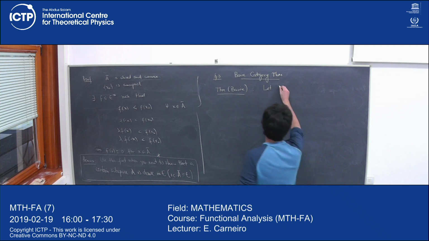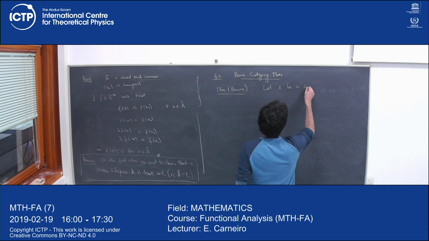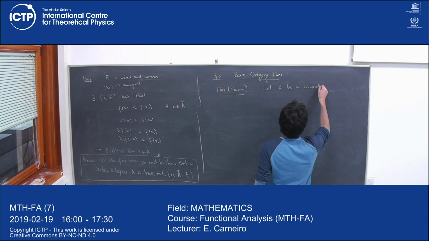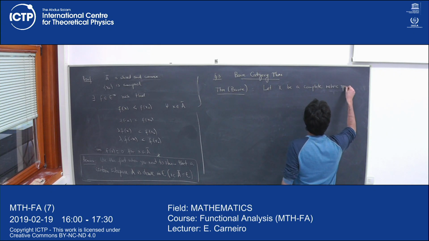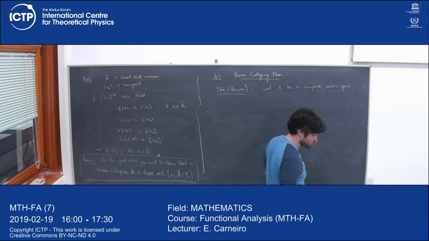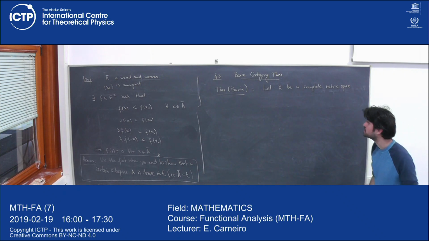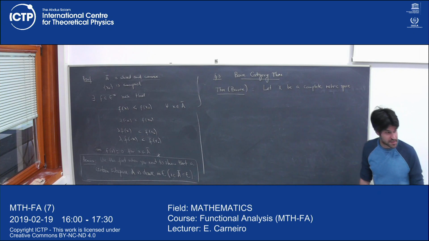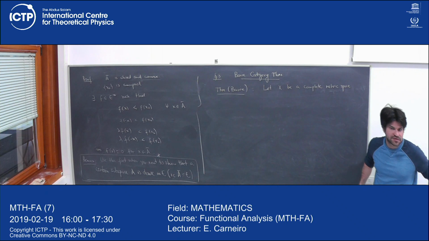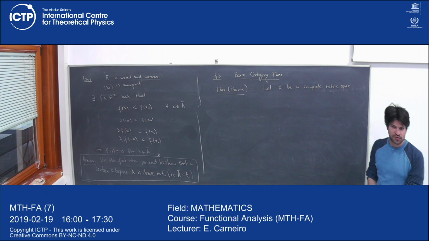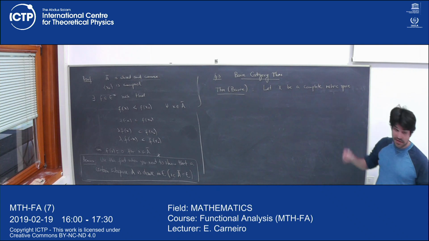Let X be a complete metric space. I assume everyone here is familiar with the notion. Complete metric space, right? We were always discussing here vector spaces, normed vector spaces. Of course, a norm induces a metric, but you can talk about a metric space.